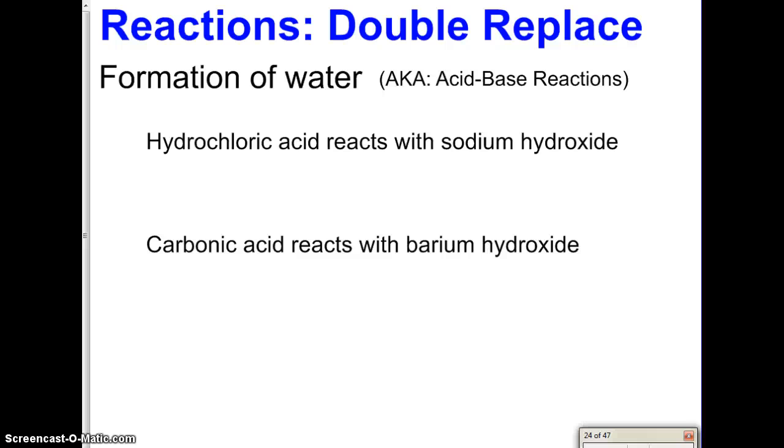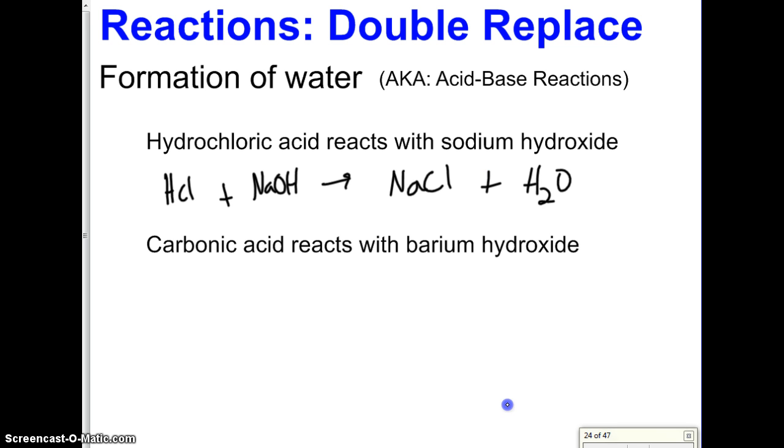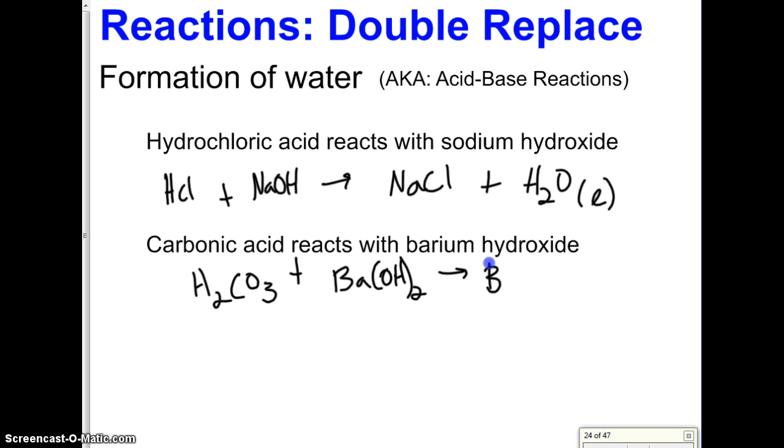Okay. Forming of water. These are typically called acid-base reactions as well. HCl plus sodium hydroxide is going to form sodium chloride. Okay, so the sodium and chlorine will hook up, and then the H and OH will hook up, which is water. Again, these are occurring in water, and knowing that water is a liquid is important. Carbonic acid, H2CO3, plus barium hydroxide, Ba(OH)2. We're going to end up with barium carbonate, okay, and H2O.